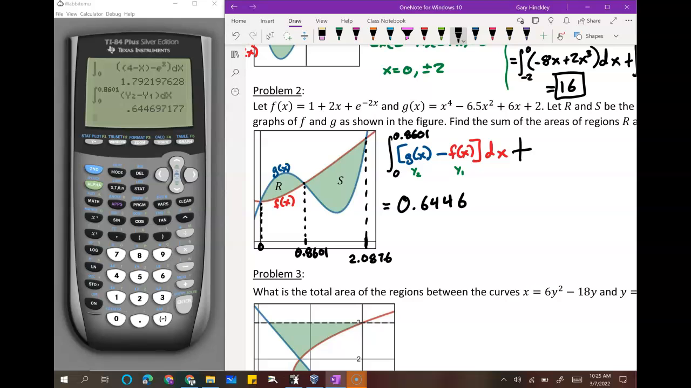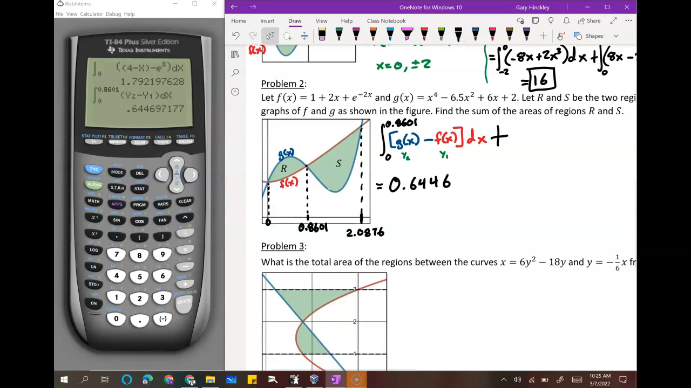Okay, so that's only half. We need to do the other half. So I'm going to go ahead and store this into a variable so I have all my decimal places. Let's do A and B. I'm going to store this as A. Okay, and then I'm going to do my integral from 0.8601 to 2.0876.